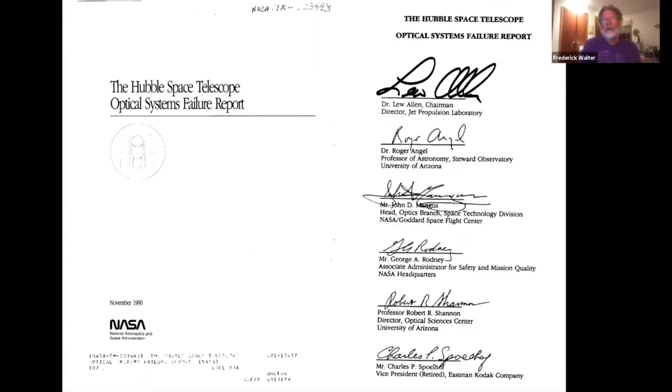What went wrong? Well, NASA, of course, put together a commission to study it. And about 6 months after launch, the Allen report came back.